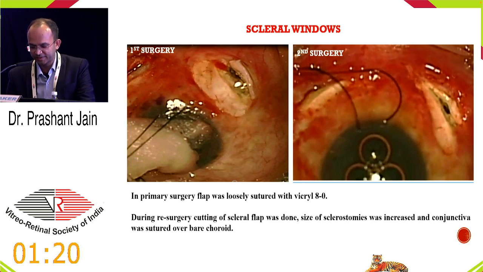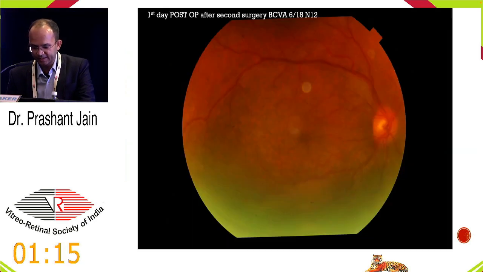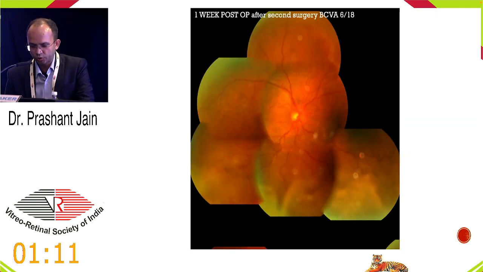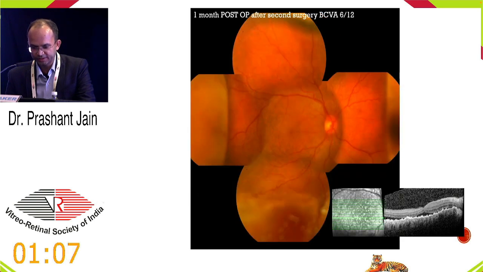Size of sclerostomy was increased, and conjunctiva was sutured over the bare choroid. On the first day, there was marked decrease in serous retinal detachment. BCVA was 6/18 and 1/2. On subsequent follow-up, there was gradual decrease in the serous retinal detachment along with choroidal detachment. This is 1 month post-op.